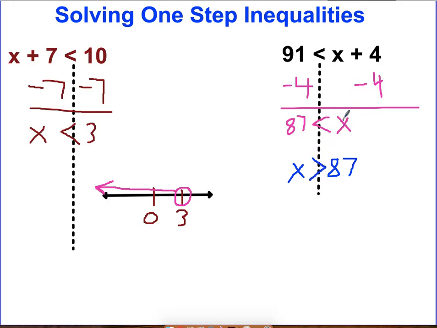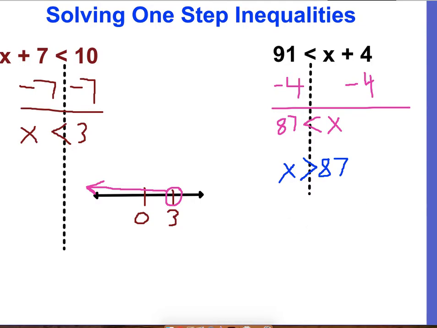Okay, so look over here. X, the greater than, this symbol is going towards the x. So here, greater than goes towards the x. Okay, the part that's showing less is pointing towards the 87, and here, same thing. So now I can plot this easier on a number line.